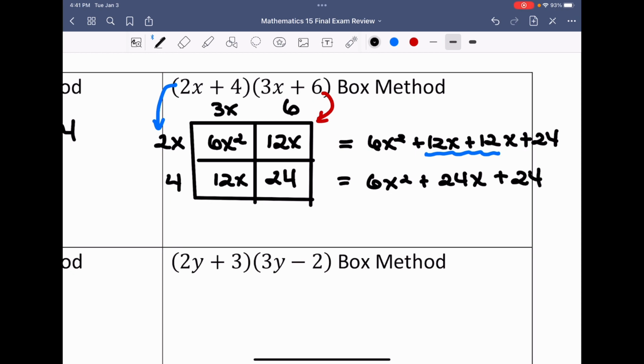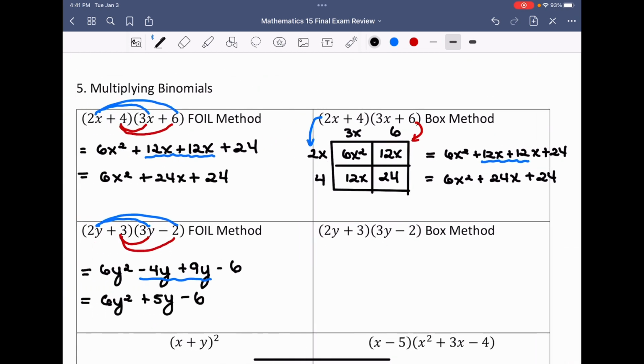Now, the first thing I want you to recognize is that when we compare FOIL method to box method, we get the same answer. So whatever you're more comfortable with, if you want to FOIL, FOIL. If you want to use box method, use box method. What I will say, though, is that foiling is probably the faster method, especially because with box method, you have to set up this illustration and pull information out of it, whereas FOIL method is more algebraic mentally, and it comes together just a little bit quicker. However, they're both equal methods.